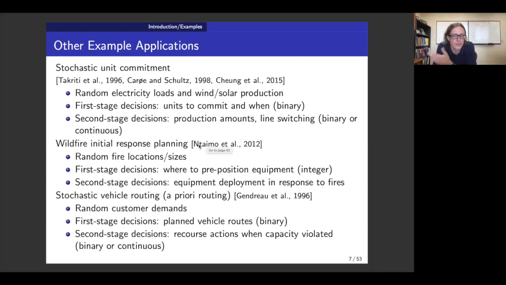And then, of course, classically there are many stochastic vehicle routing and transportation problems you can imagine that have both random things like random customer demands, but also discrete decisions for doing the routing. I won't get into the details there, but there's a whole slew of applications in transportation as well.